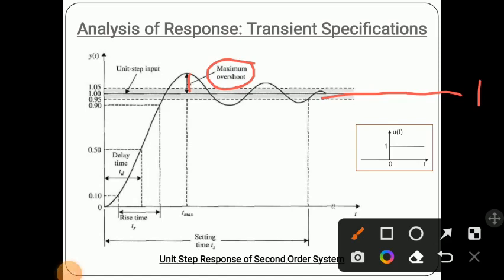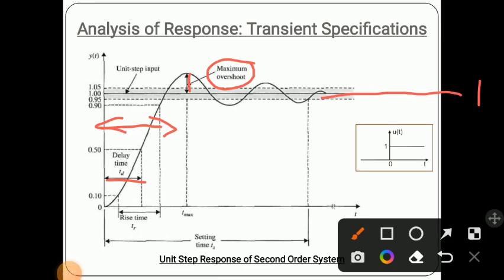Now there is delay time. The time to achieve 50% of the response, from 0 to 50%, is called delay time. Suppose the input is given and the output increases from 0 to 50%; that is the delay time. If the output increases from 0 to 90%, that is called rise time. Sometimes it is taken from 10% to 90%. This time is called rise time.